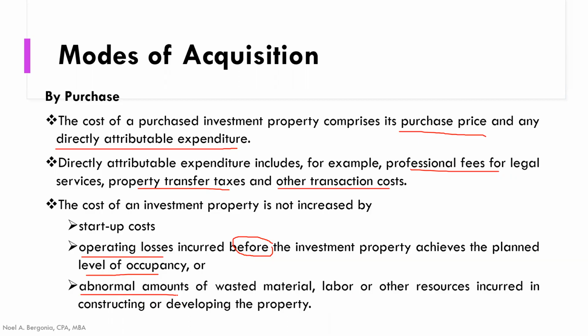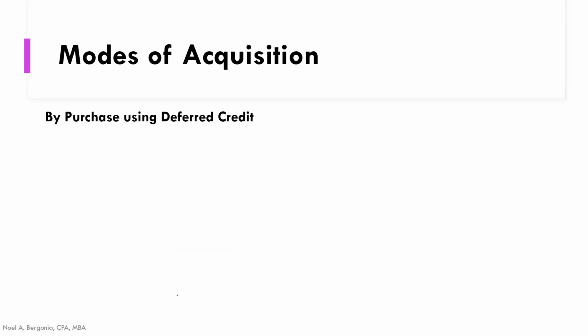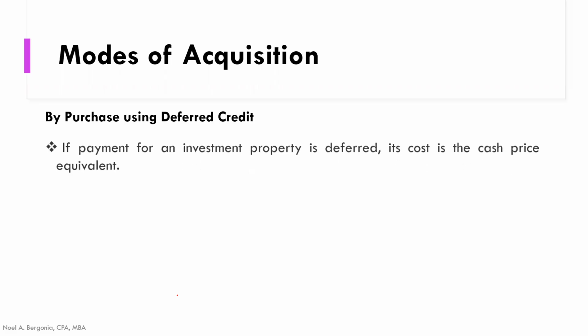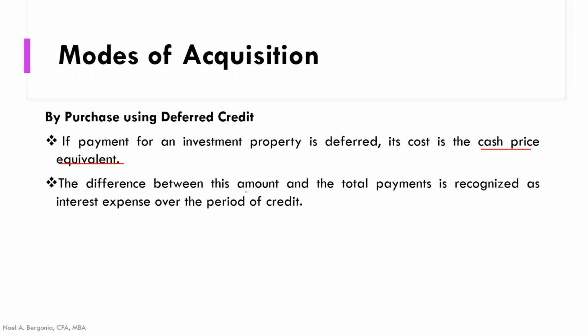So another mode of acquisition would be using deferred credit. So if we bought the investment property on credit, how do we account for it? Typically, just like with intangible assets and PPE, we will recognize the cost based on the cash price equivalent of the asset being purchased. The difference between that cash price equivalent and the total payments to be made by the company shall be recognized as interest expense over the period of credit. So we do not capitalize the interests.